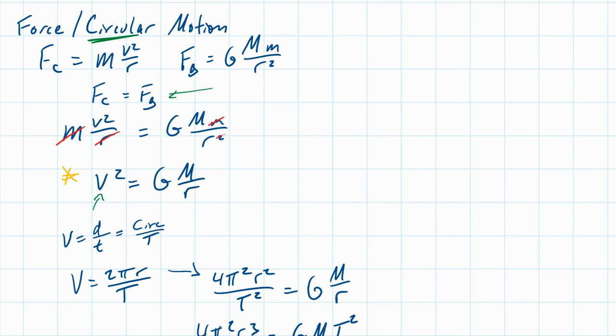the velocity of the orbiting body is going to be equal to the square root of G big M, that would be the mass of the sun, for example, over r, where that would be the distance away from the center of the sun. So the velocity of, say, Earth would be equal to G times the mass of the sun divided by the radius, the distance from the Earth to the sun. I put a yellow star next to that because that's kind of an important one.